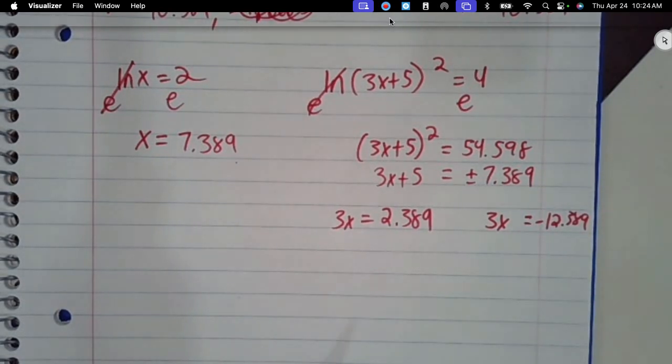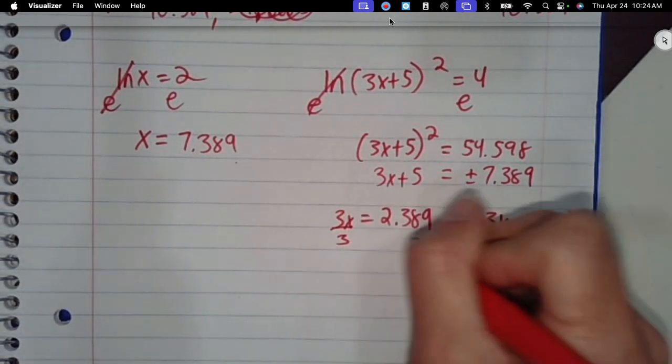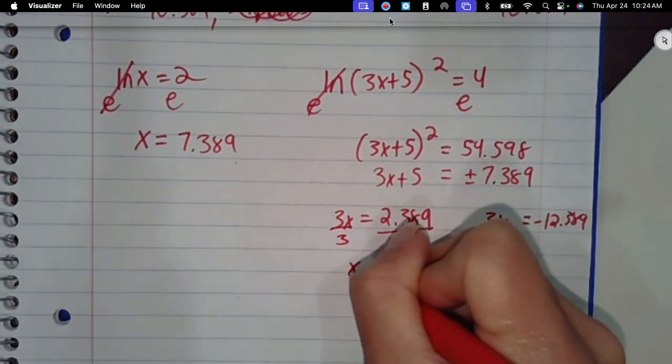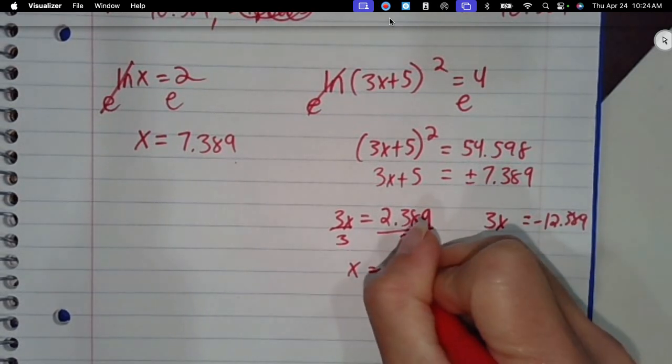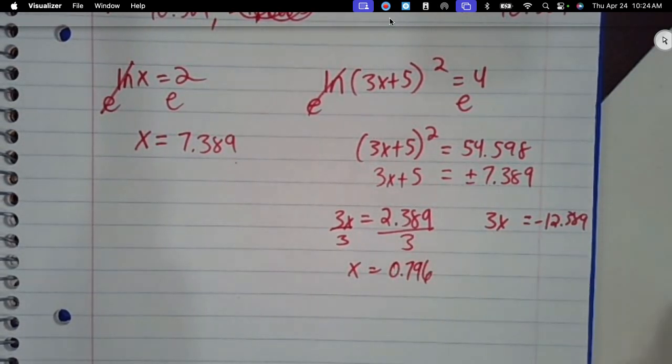Then what do you do? Divide by 3. Okay, so ain't nobody listening but myself. Yes, we are, Miss Smith. I'm dividing by 3. I'm just going to keep going.